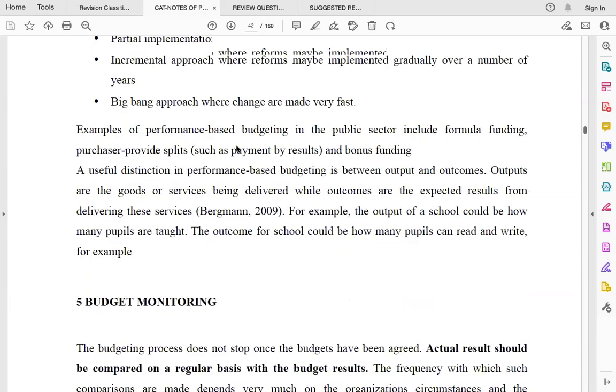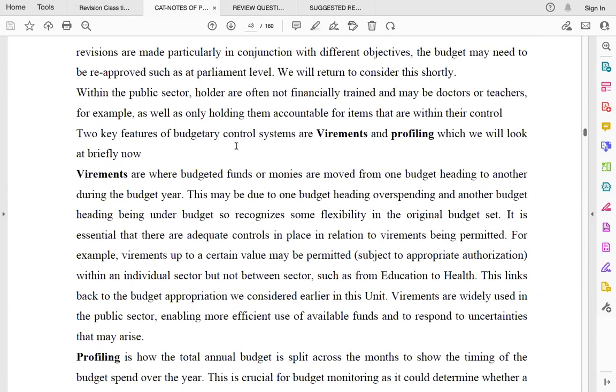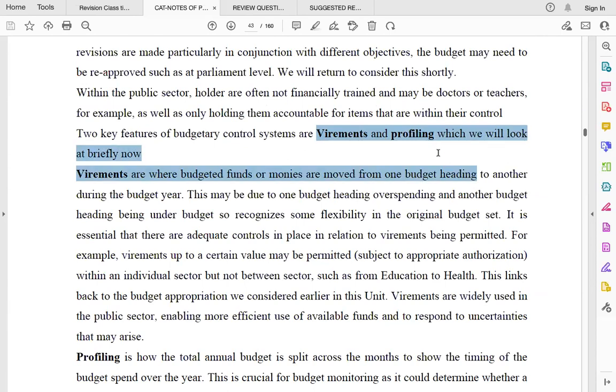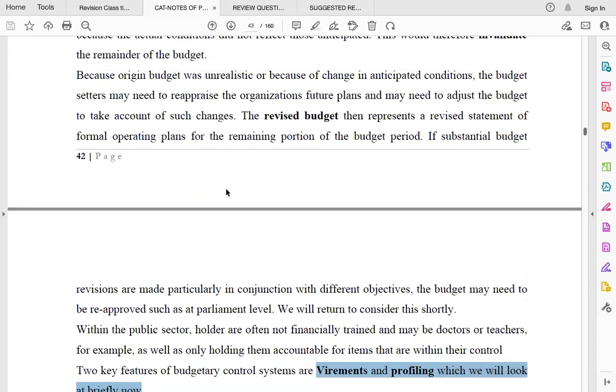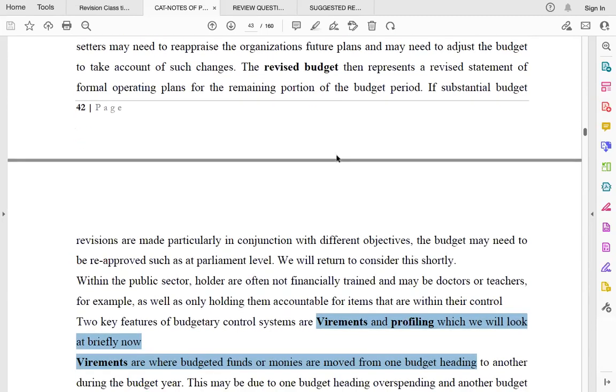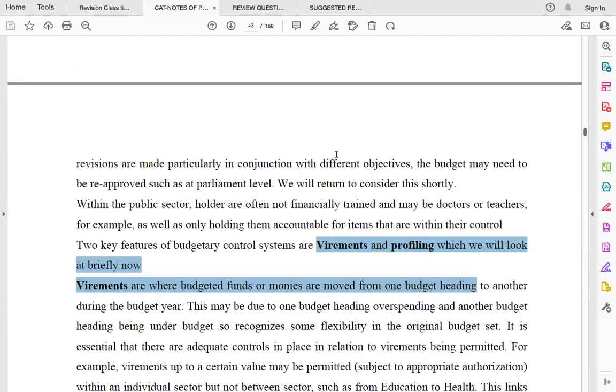Okay, these are the types of budgeting. So budget monitoring, this one you can read, but there are some key terminologies that I normally examine, the terminology in budget monitoring, how you follow up the budget. For example, in Rwanda, we prepare a revised budget in December. So there are two key terminologies that you need to understand under revised budget: virement and profiling. These are the terminologies that you need to know.